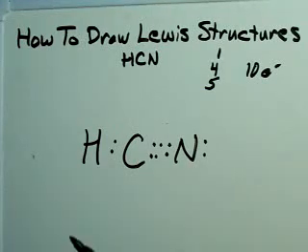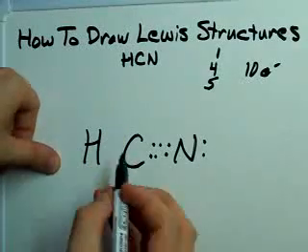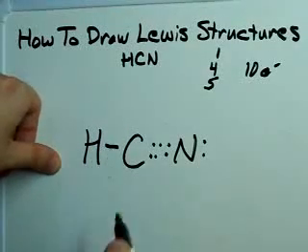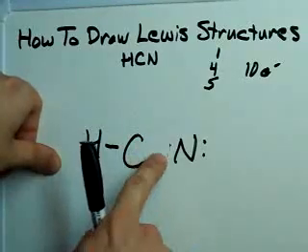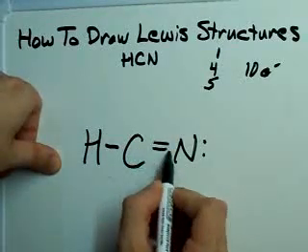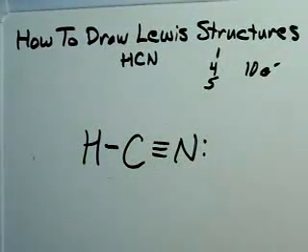The last step, which is purely a style issue, is that we usually replace each bonding pair of electrons with a simple line to show a bond. Or in the case of this triple bond, we will show it as 3 lines. And this is the completed Lewis structure for HCN.